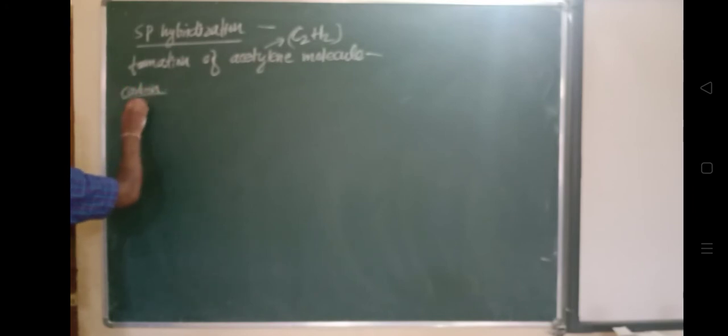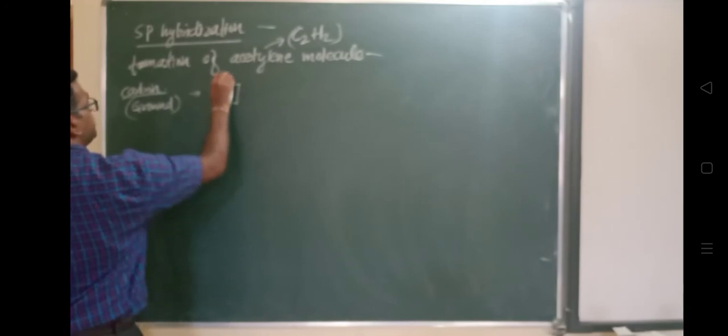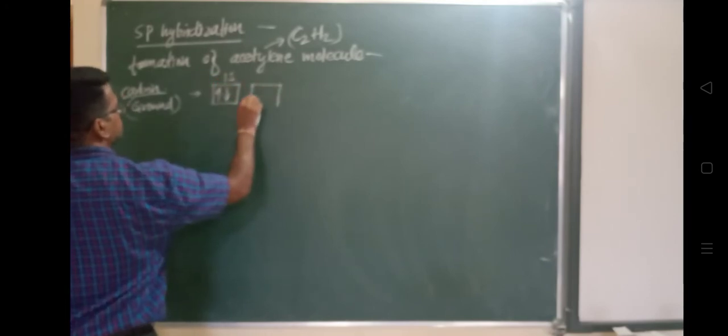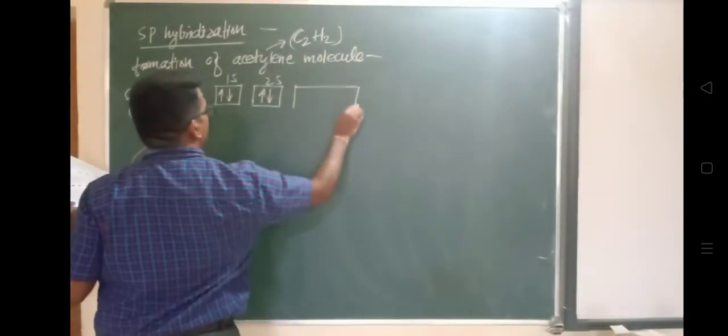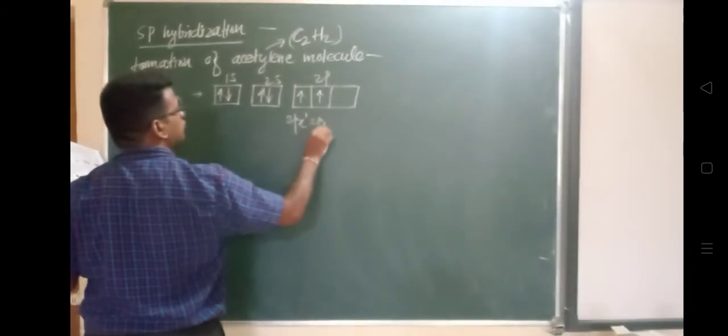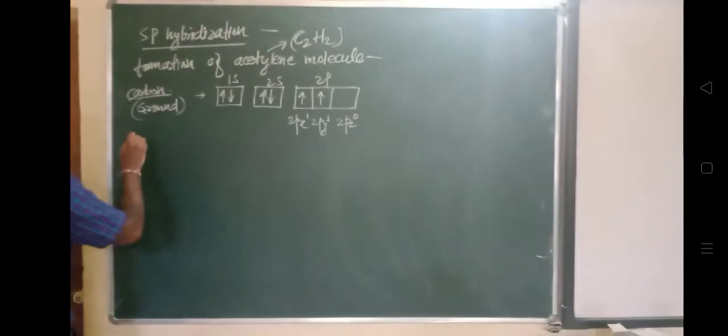Now how is it forming sp hybridization? While forming sp hybridization, this is the 1s orbital, this is the 2s orbital, and one p orbital will take part in hybridization. So in this way, this is the sp hybridization. These are the sp hybrid orbitals.